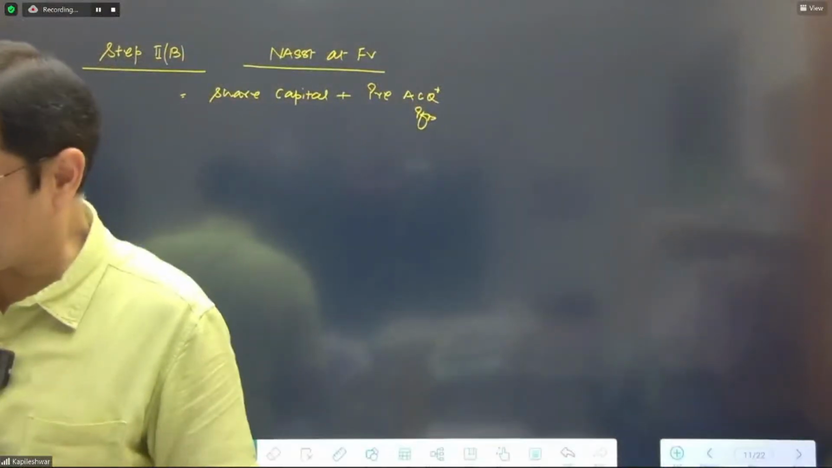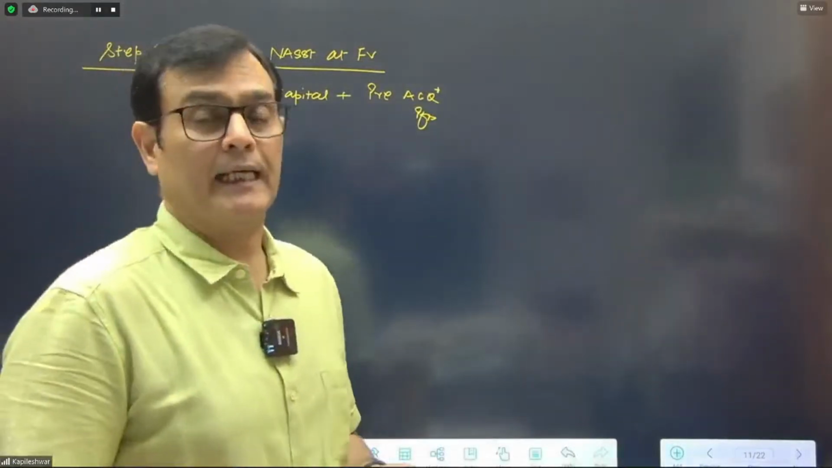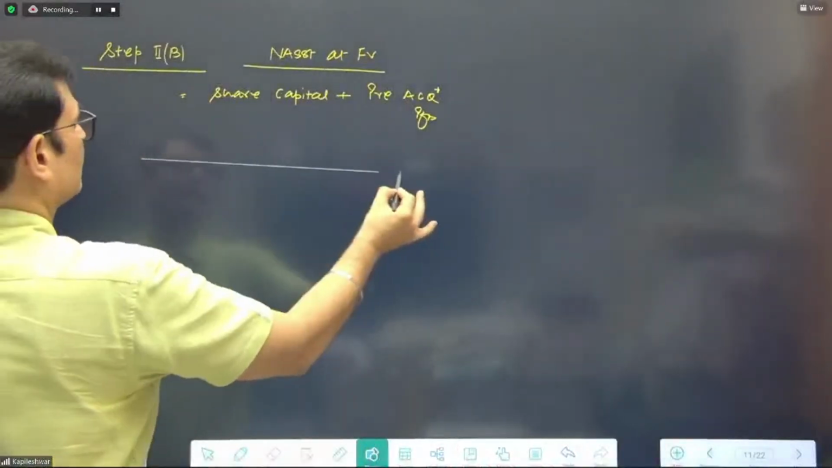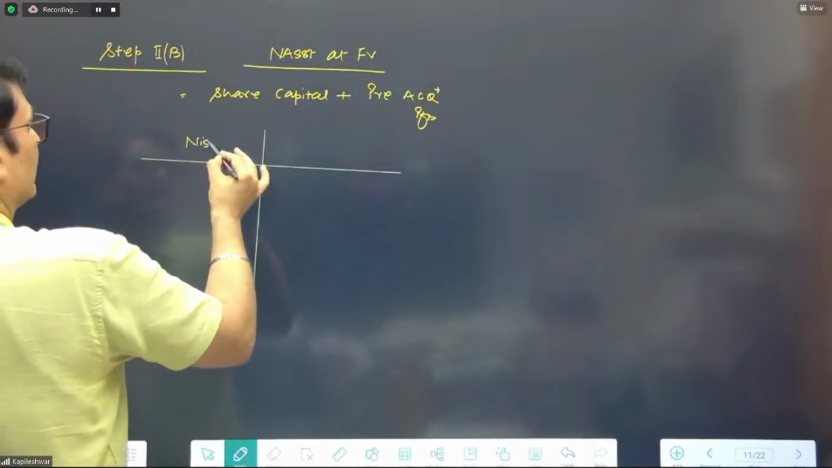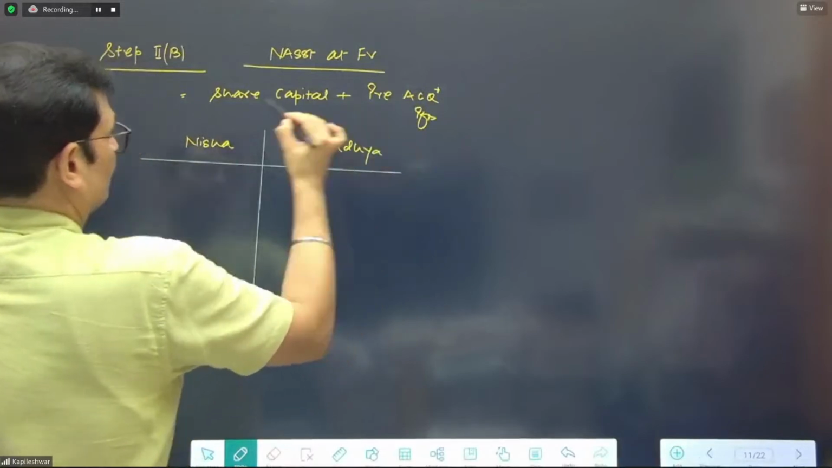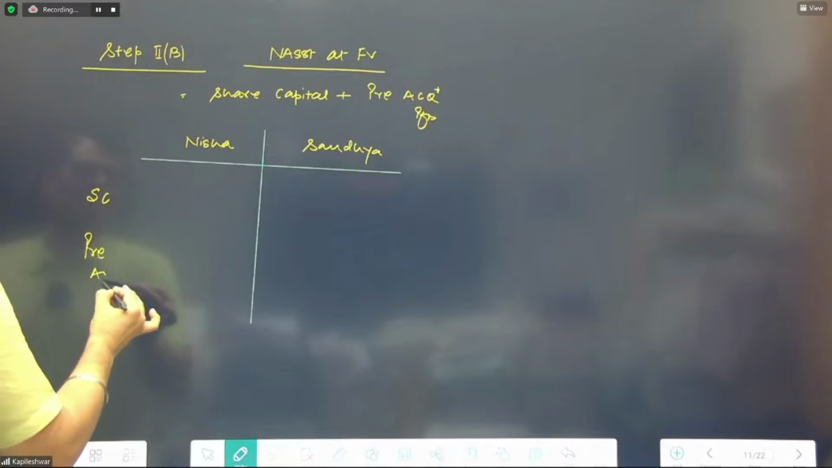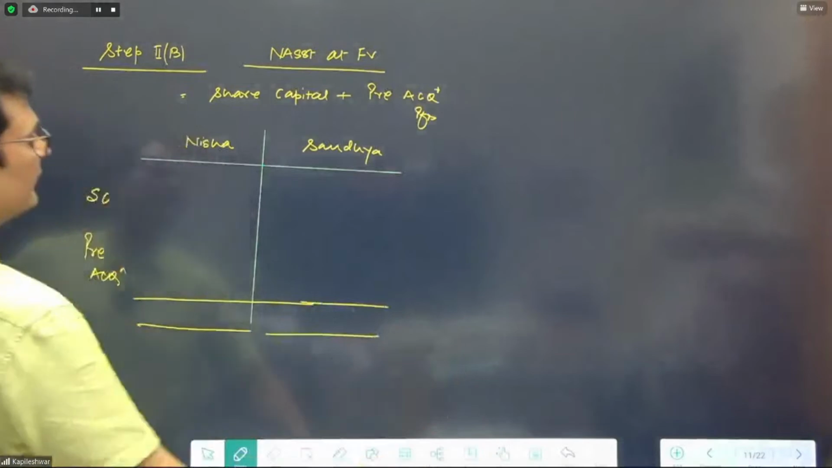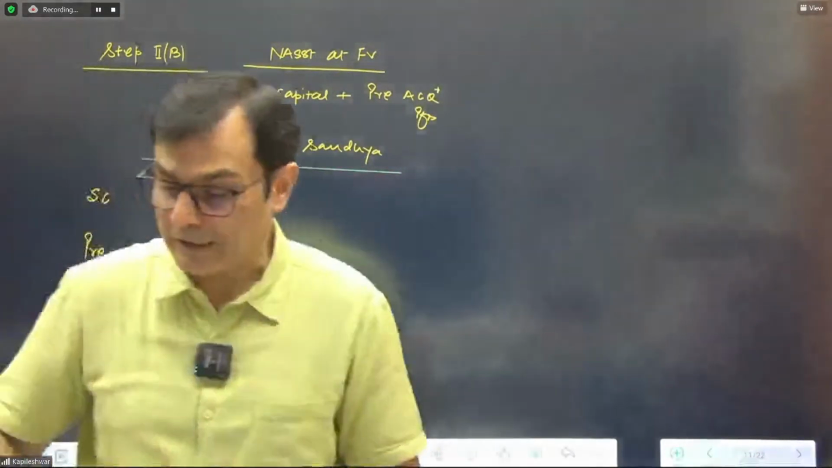Now, this exercise again has to be done for both the companies. We need to do this for Nisha and we need to do this for Sandhya as well. So let's do the calculations for both the companies. We'll take the sum total of the share capital and the pre-acquisition profits and get the status of the net assets in this case. So let's pick up the share capital in the balance sheet.